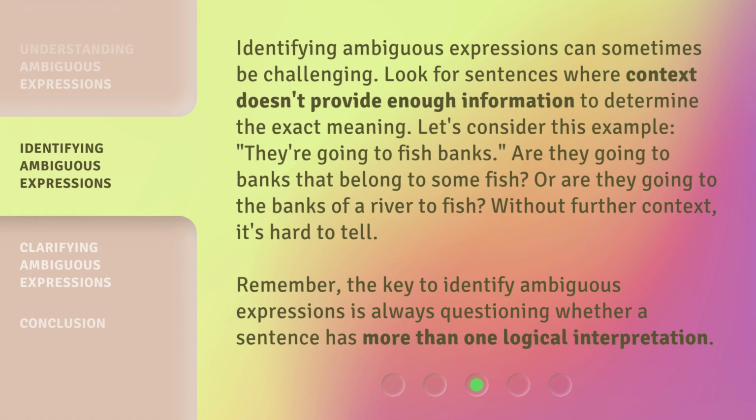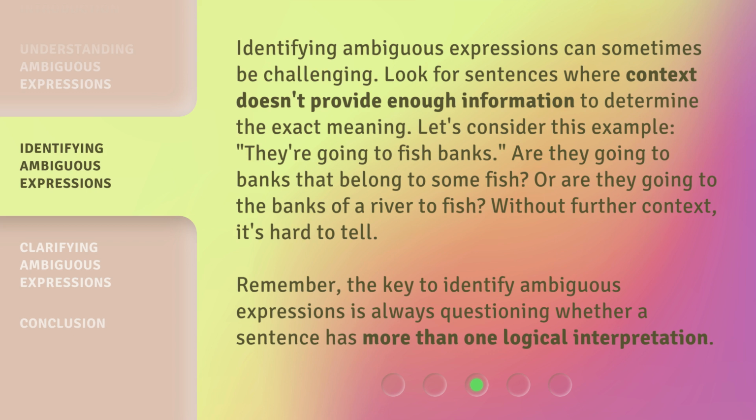Identifying ambiguous expressions can sometimes be challenging. Look for sentences where context doesn't provide enough information to determine the exact meaning. Let's consider this example. They're going to fish banks. Are they going to banks that belong to some fish? Or are they going to the banks of a river to fish? Without further context, it's hard to tell.